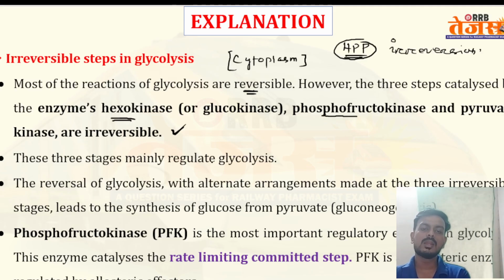These three stages mainly regulate glycolysis. The reversal of glycolysis, with an alternate arrangement made through these three irreversible steps, is called gluconeogenesis. Phosphofructokinase is the most important regulatory enzyme in glycolysis. This is the rate limiting committed step.